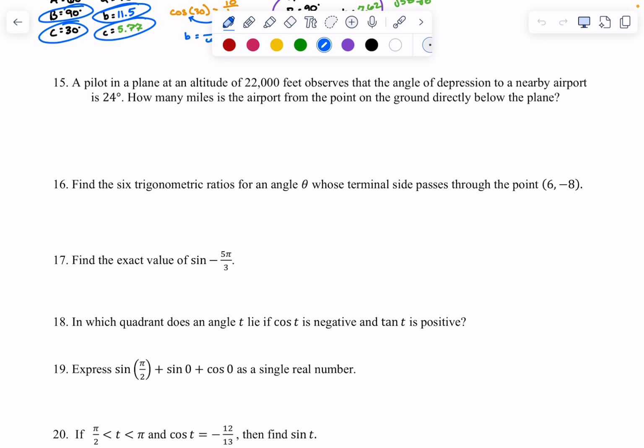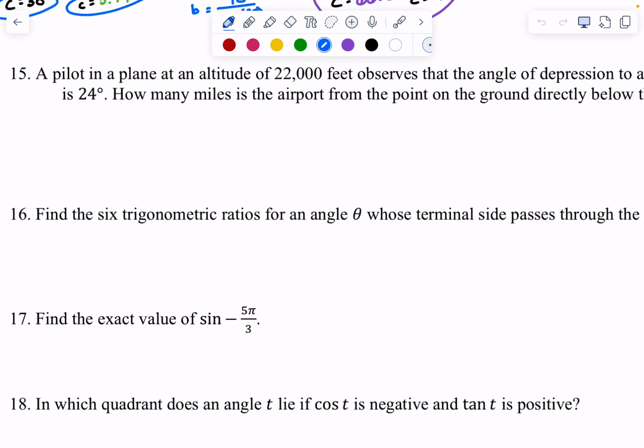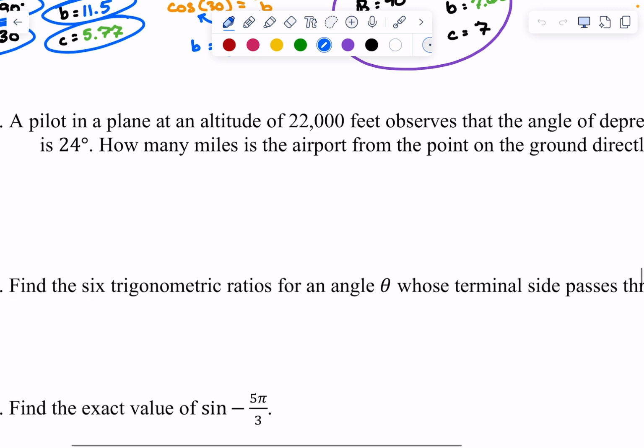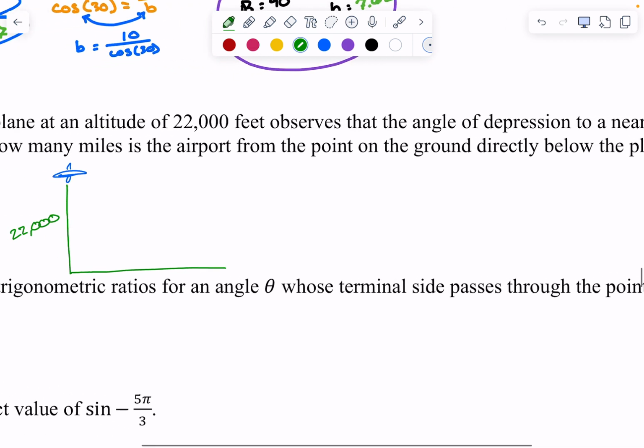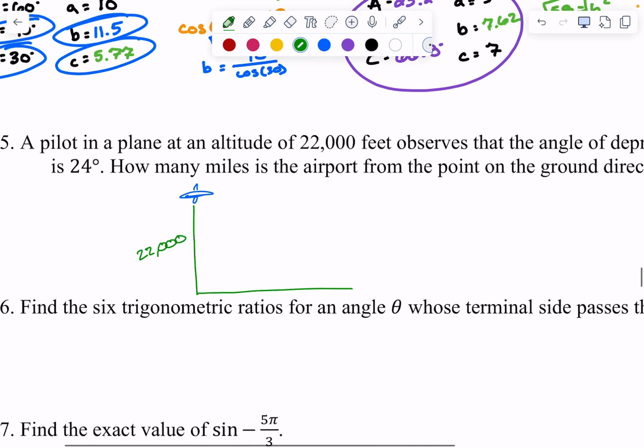Number 15: a pilot in a plane at an altitude of 22,000 feet. Here's my plane. Don't judge my plane. 22,000 feet means from there to the ground, to the ocean, to sea level, technically. Okay? So 22,000. The pilot observes that an angle of depression to a nearby airport is 24 degrees.